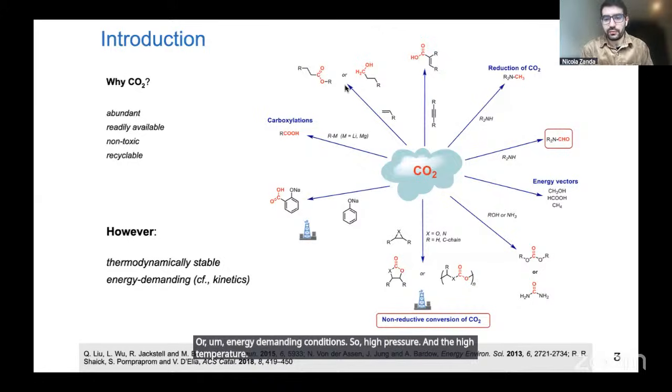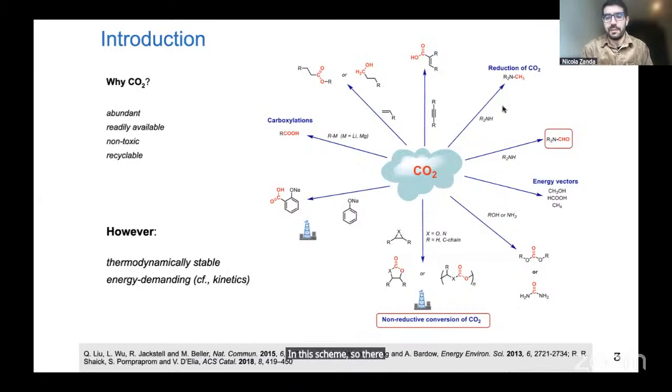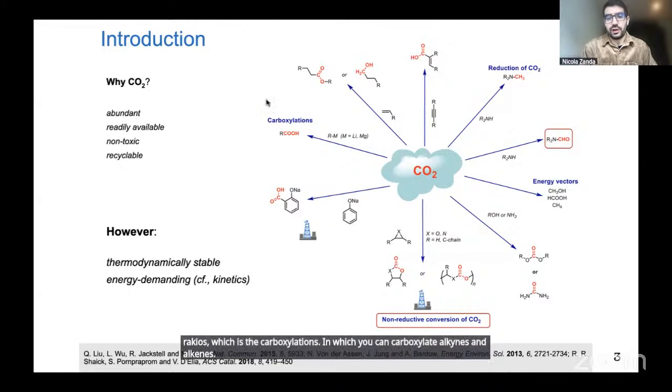In this scheme, there are summarized the main uses of CO2. You can have the reduction of CO2 either by methylation of amines or formylation of amines, or you can have partial to complete reduction into energy vectors, such as methanol, formic acid, or methane. Plus, you have a broad class of reactions, which is the carboxylations, in which you can carboxylate alkynes and alkenes, or also aliphatic chains.